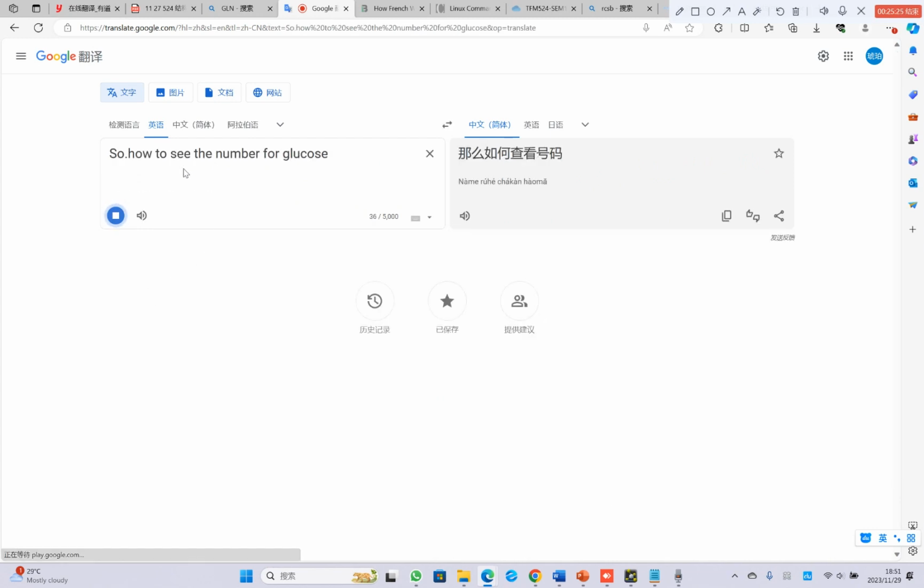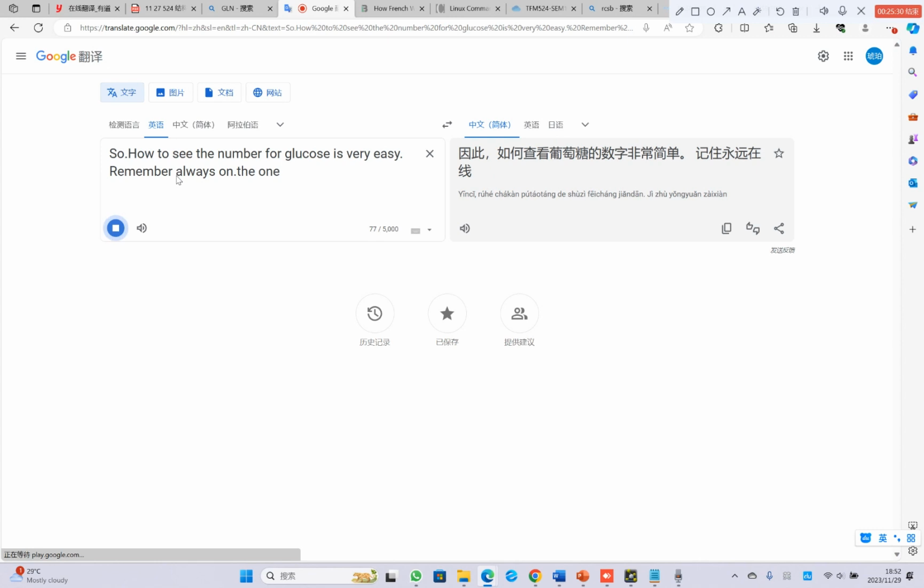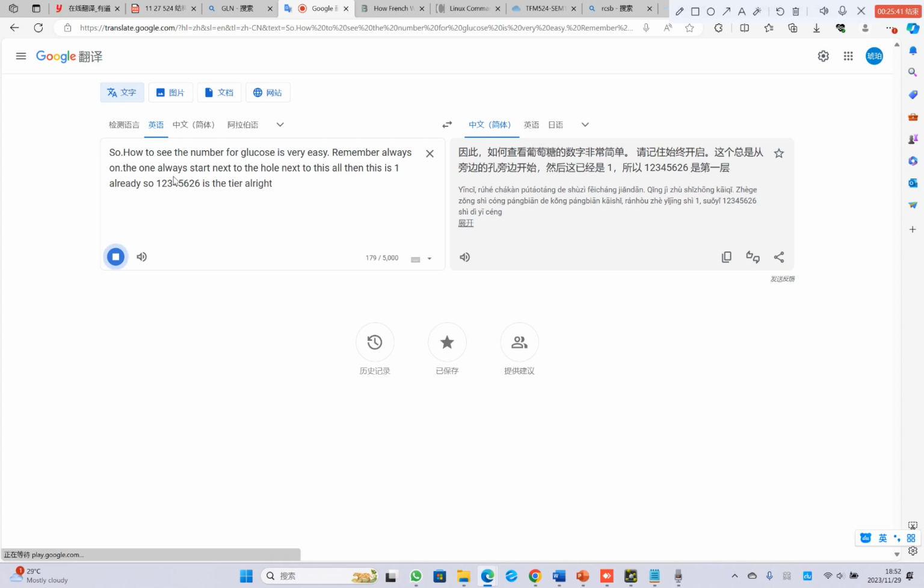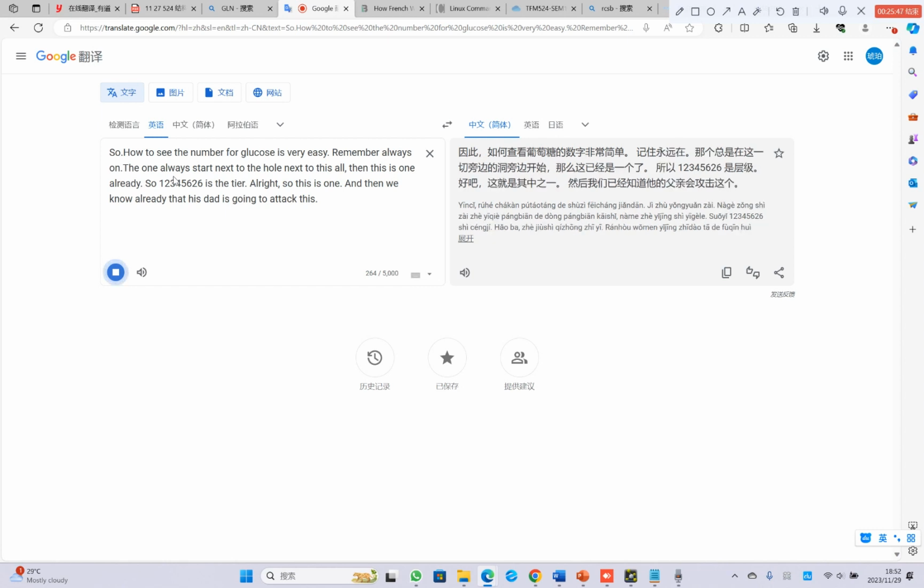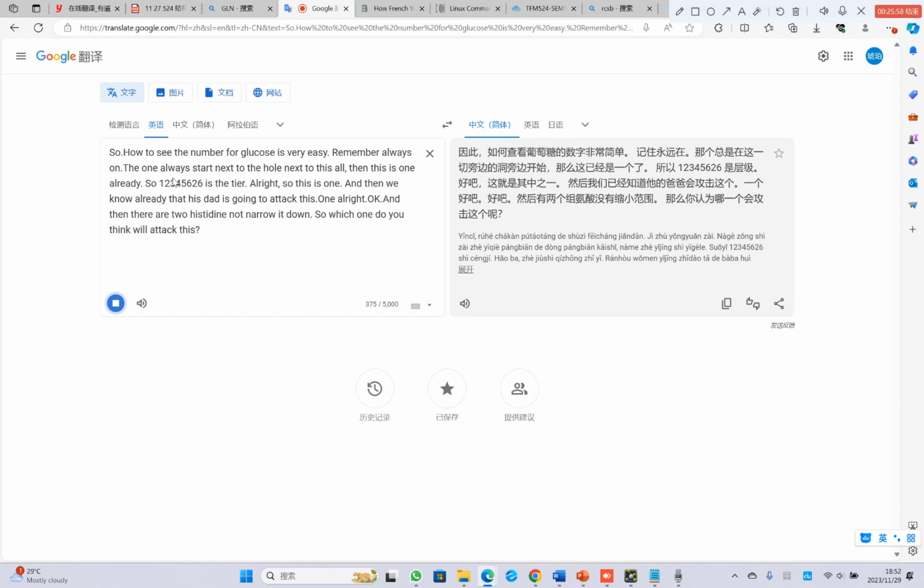For glucose, it's very easy. Remember, always the 1 always starts next to the O. Next to this O, then this is 1 already. So 1, 2, 3, 4, 5, 6. 6 is the tier. Alright? So this is 1. And then we know already the histidine is going to attack this 1. Alright? And then there are 2 histidine. Now I narrow it down. So which one do you think will attack this?